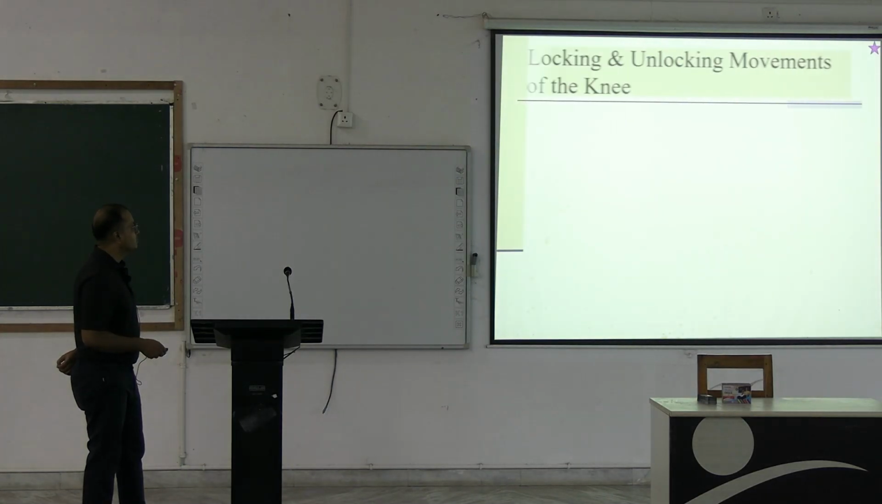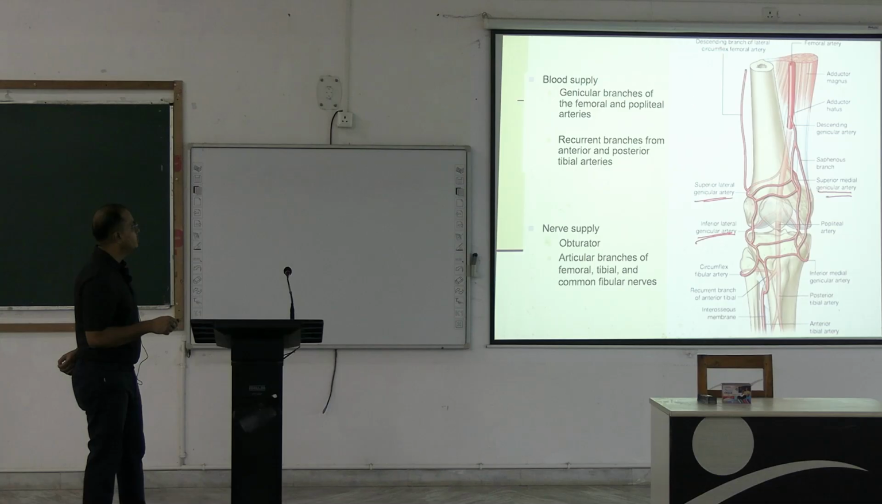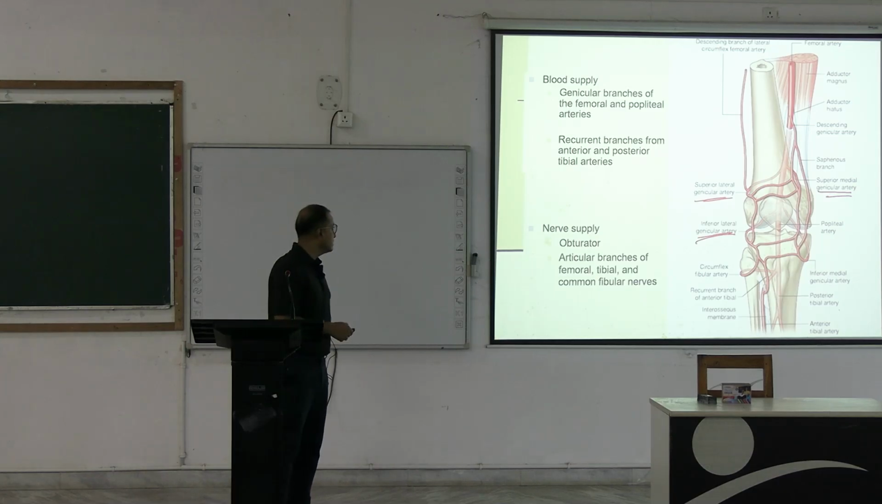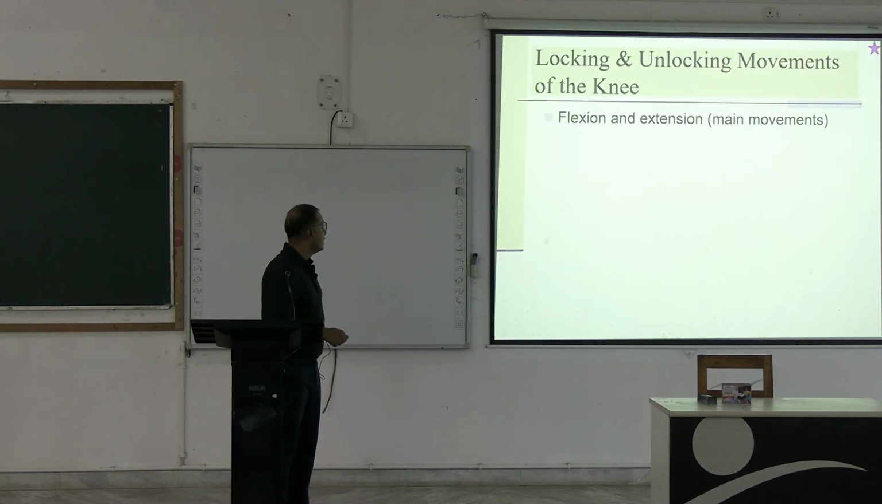Coming to the blood supply of this region, it is supplied by the genicular arterial branches. The nerve supply, of course, comes from the obturator nerve, and the branches of the femoral and sciatic nerves also give a twig to this region.